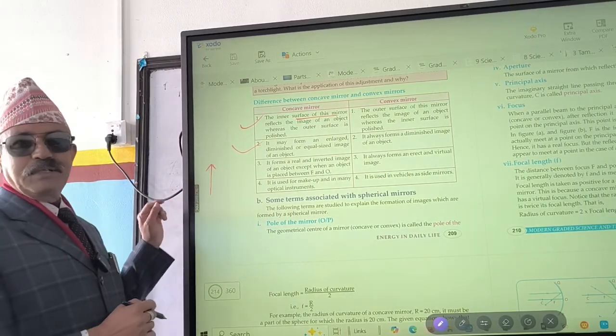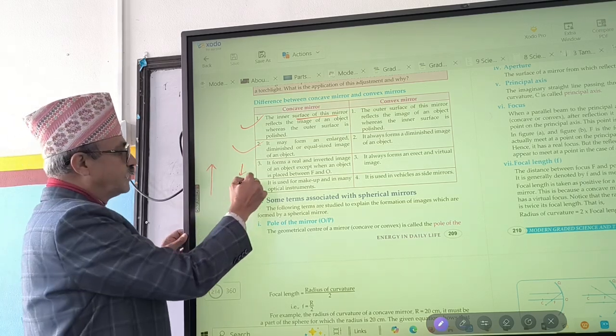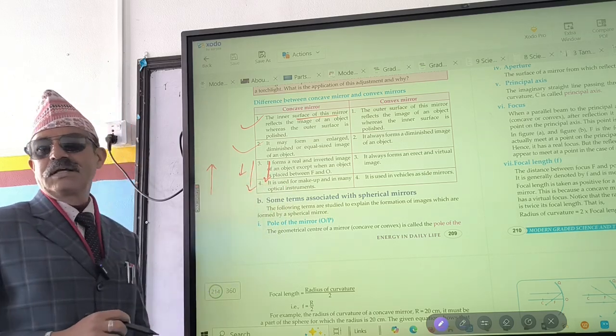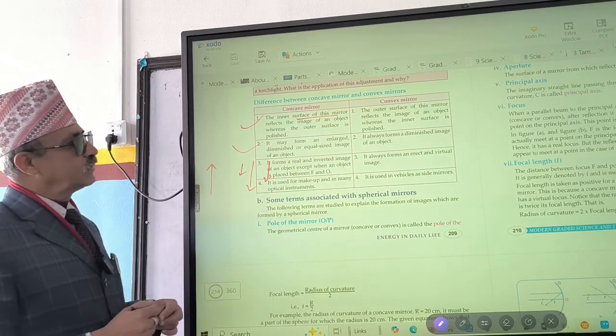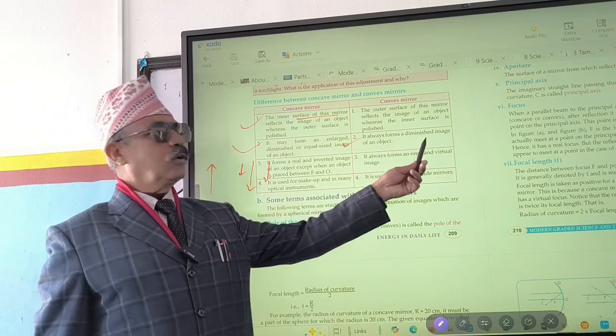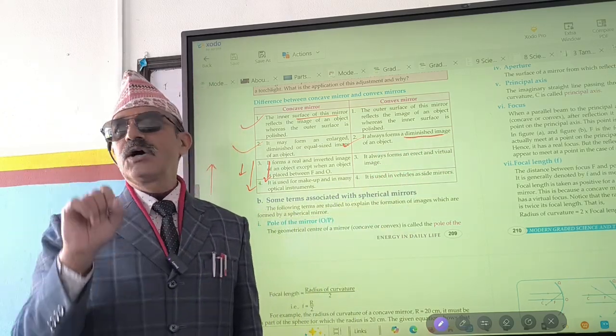So, for the object, the image may be smaller, image may be longer, or image may be equal to the object, in that way. Okay, convex. Convex mirror, what does it do? It always forms a diminished image. Diminished means bigger than the object or smaller than the object?